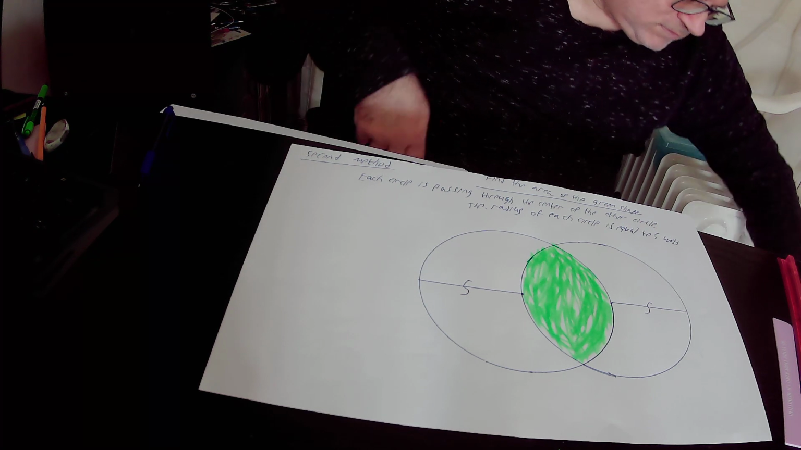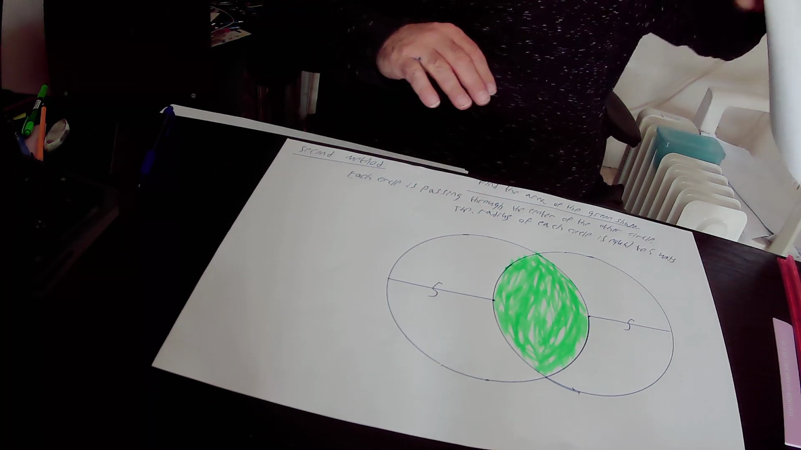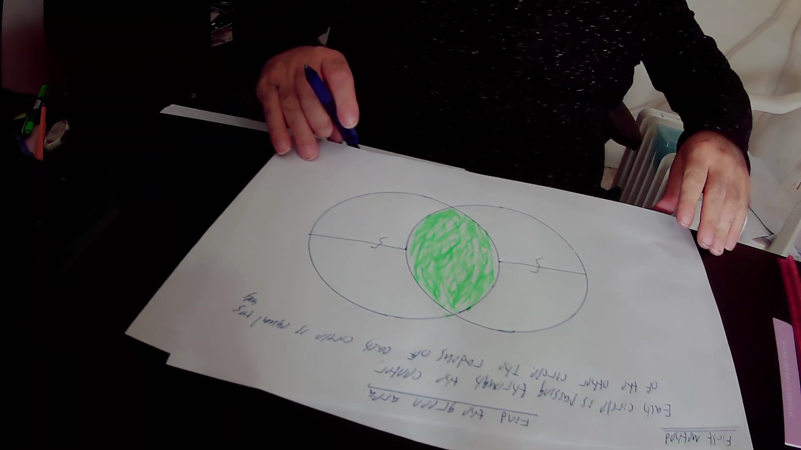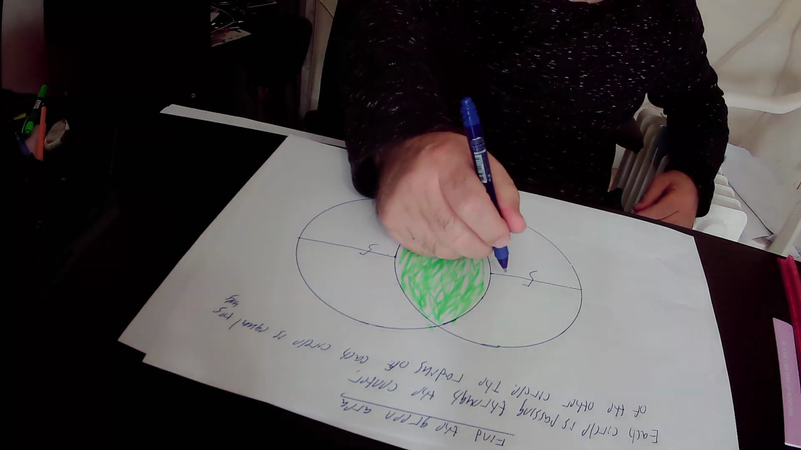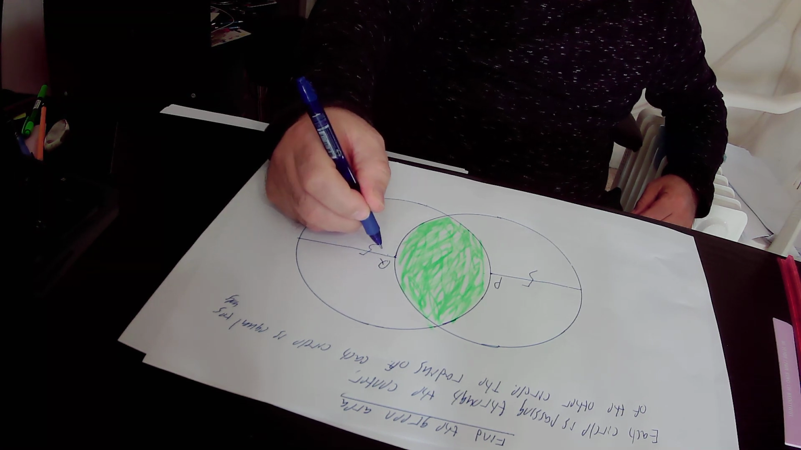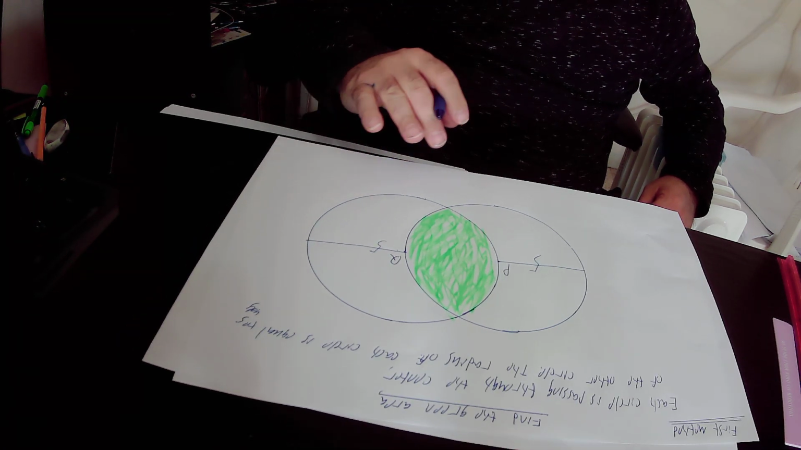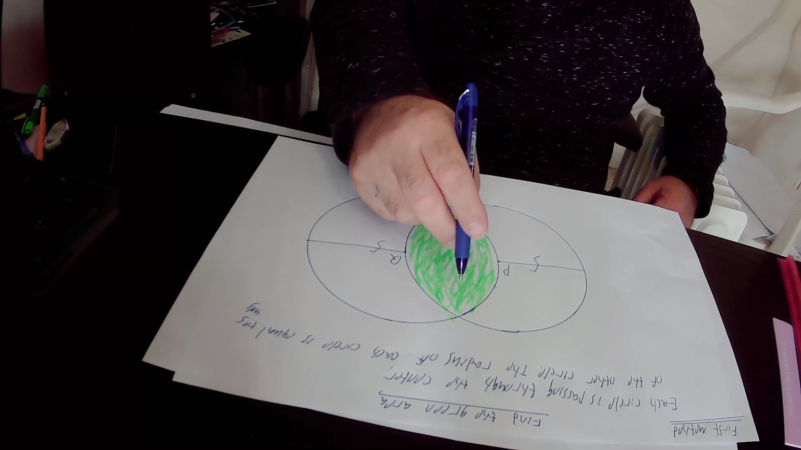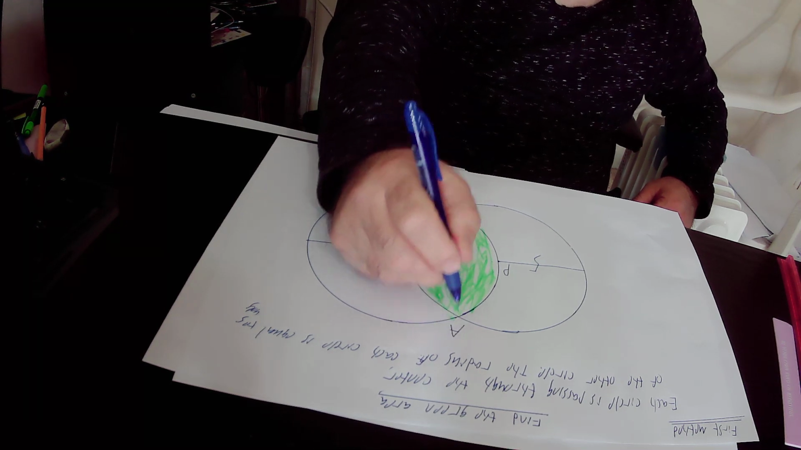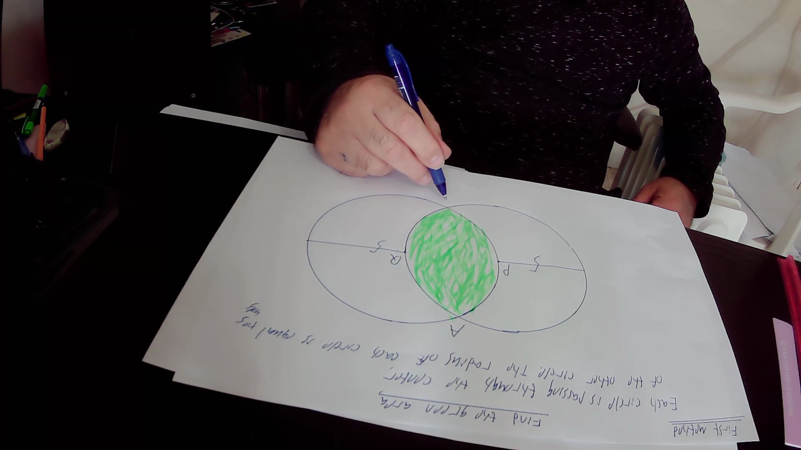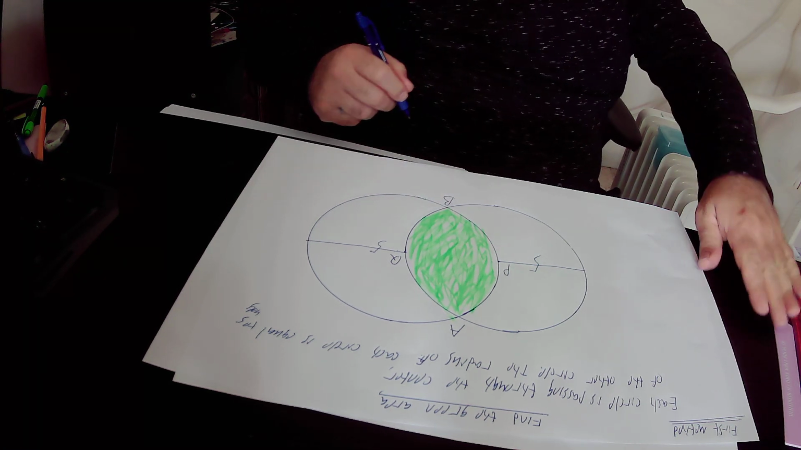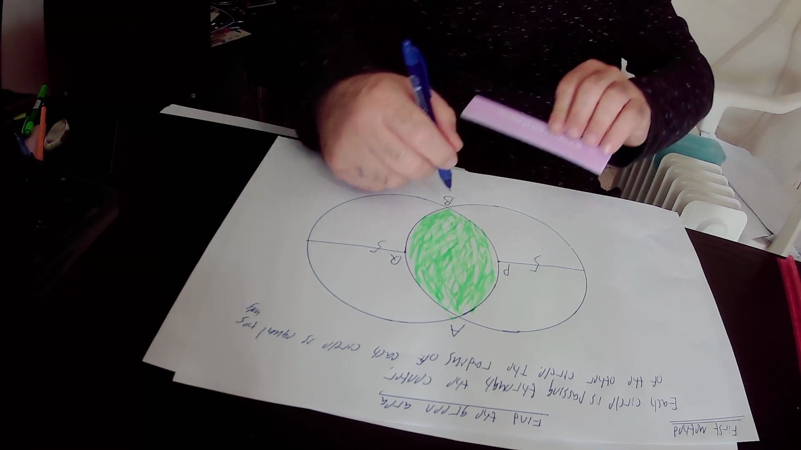So, here we will define the center of this circle as point P. We will define the center of this circle as point Q. We will define the first intersection point of those two circles as point A, and we will define the second intersection point of those two circles as point B. The next step, we will join together points P and B by a straight line.